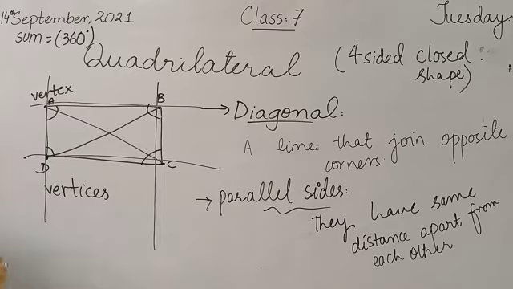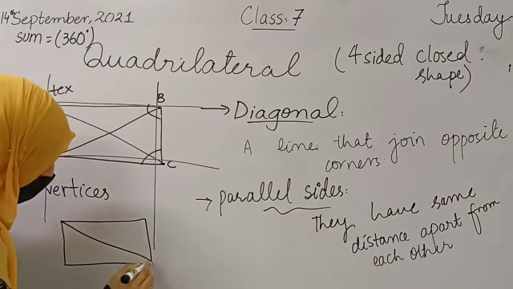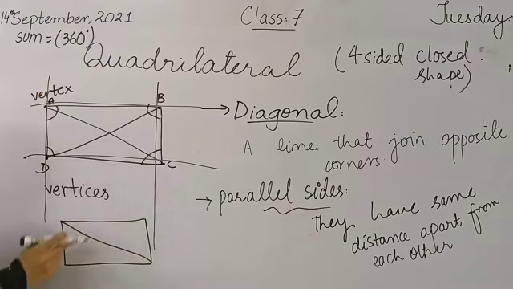Okay? You can see like this. These are two triangles. The first one is this, and the sum of this triangle is 180 degrees. Similarly, this is the second triangle, and the sum of this triangle is also 180 degrees. When these two triangles join together, a quadrilateral is formed, and that's why the sum of this quadrilateral is 360 degrees.